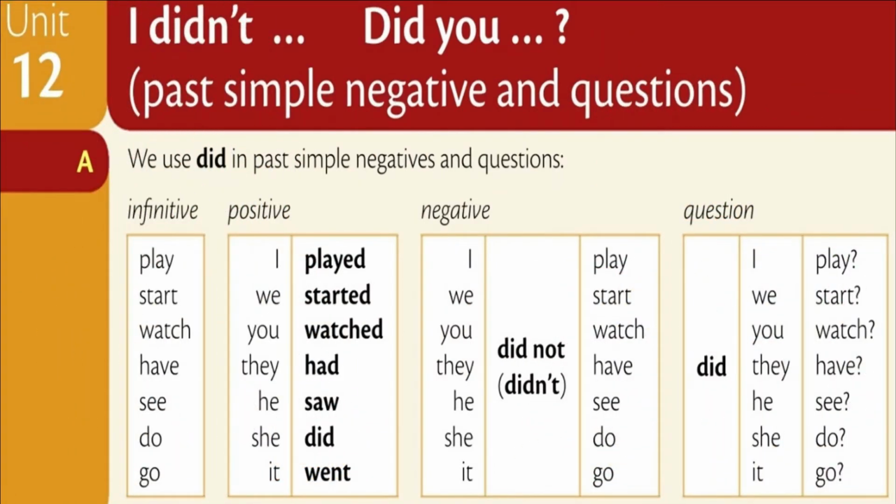Unit 12. I didn't, did you, past simple negative and questions. Section A. We use it in past simple negatives and questions. Positive sentences. I played, I started, I watched, I had, I saw, I did, I went. We played, we started, we watched, we had, we saw, we did, we went.